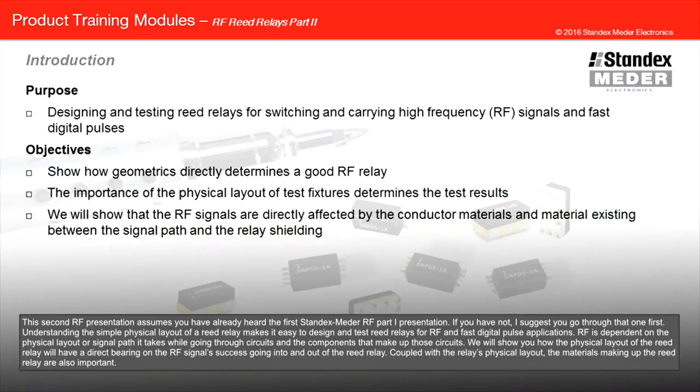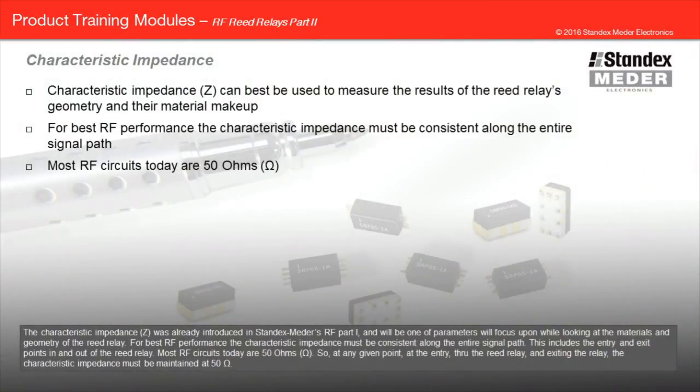Coupled with the read relay's physical layout, the materials making up the read relay are also important. The characteristic impedance Z was already introduced in the Standex Meter's RF Part 1 and will be one of the parameters we will focus upon while looking at the materials and geometry of the read relay. For best RF performance, the characteristic impedance must be consistent along the entire signal path. This includes the entry and exit points in and out of the read relay.